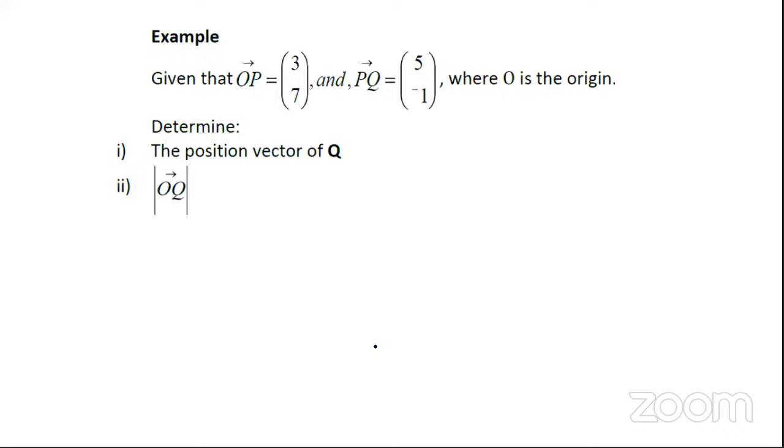Grace Anna is asking, what's the definition for the magnitude of a vector? The magnitude of the vector is the length.